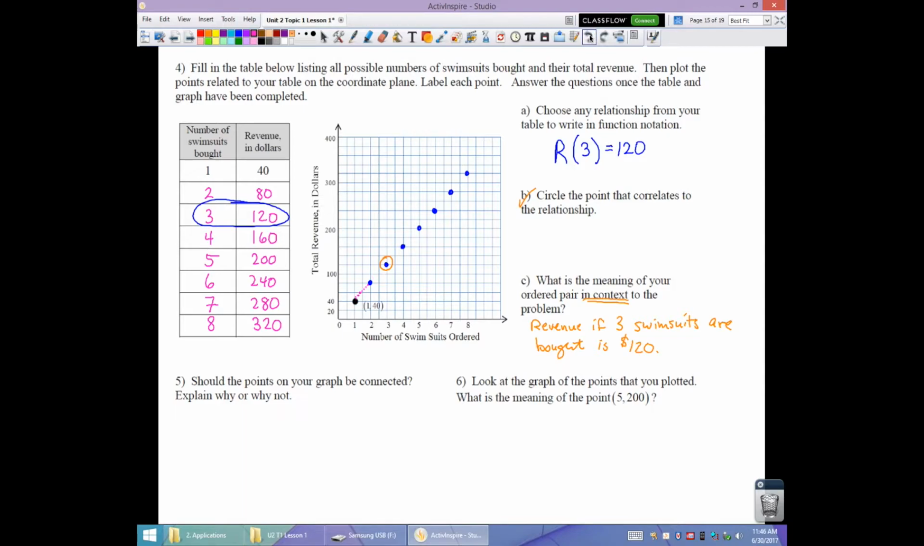We can only sell whole swimsuits, not partials, so it wouldn't make any sense to have decimal values or fraction values for swimsuits. And the revenue values are all multiples of 40 because we can only sell, again, a whole swimsuit. So should those points be connected? No. The reason is we cannot sell a partial swimsuit and all revenue values are multiples of 40.